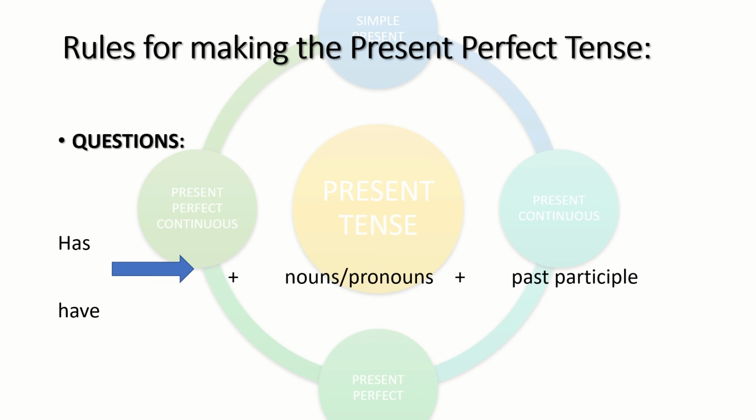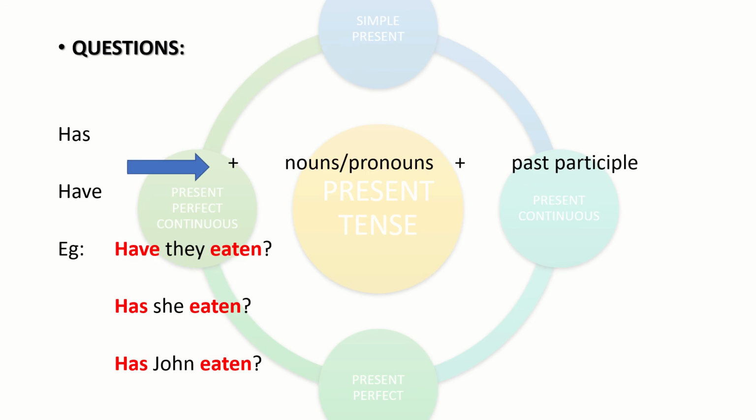When we have questions, then when we are formulating our questions in the present perfect tense, then we will use have or has right in front. To that we add the noun or pronoun, and to that we add the past participle. Have they eaten? Has she eaten? Has John eaten? Have I eaten? Has he prayed? Okay.